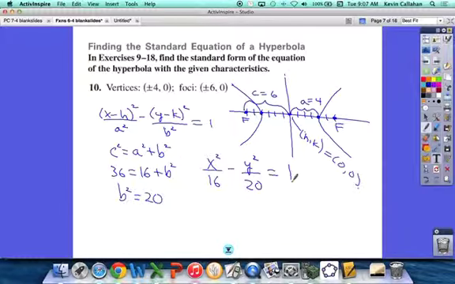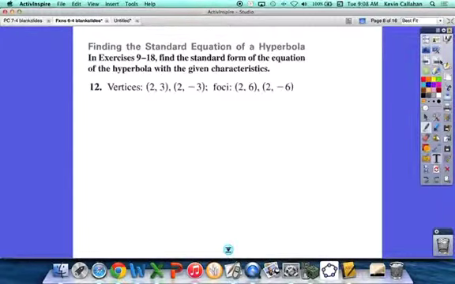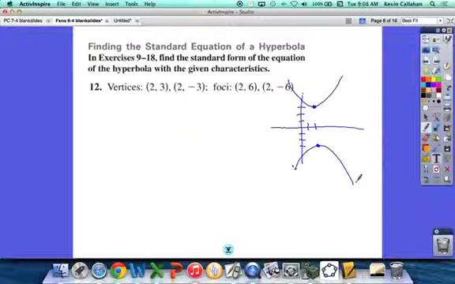So like we did with the ellipse, I think the first problem was centered at the origin. So you'll have one that's centered at the origin. Here's a couple characteristics, it will lead to being centered at the origin. Okay, this one will not. Vertices at 2, 3, and 2, negative 3. Which means it'll look something like that. So vertical or horizontal? Vertical. So now I need the one which is starting with the y term.